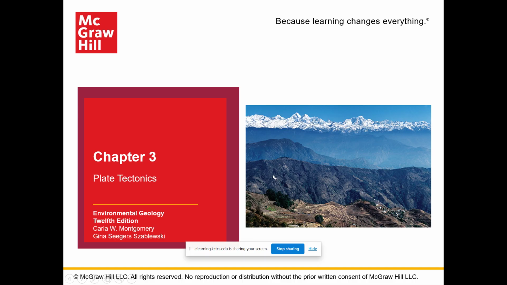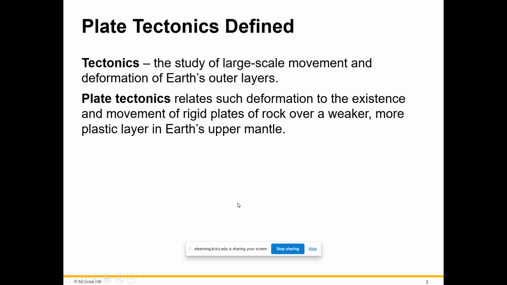All right, this is chapter 3, plate tectonics. This first section, we're going to be going over the evidence of plate tectonics. So, what are plate tectonics?